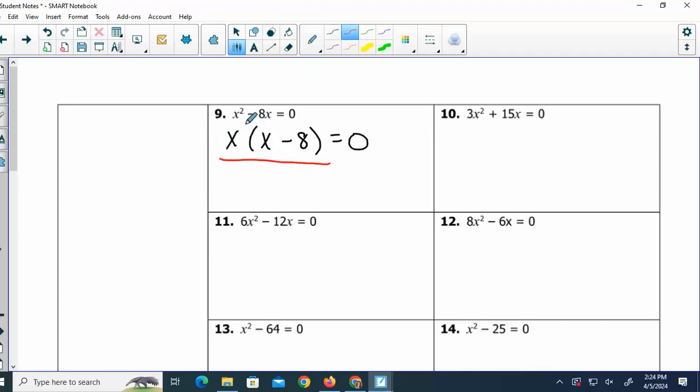So now if I set each of those equal to 0, the first one we just get x equals 0, the second one x minus 8 equals 0. Add our 8 and we get x equals 8. So we got two answers again, 0 and 8. Sometimes, if you only have two terms, you're just looking for greatest common factor on both. I want you to look at 15.